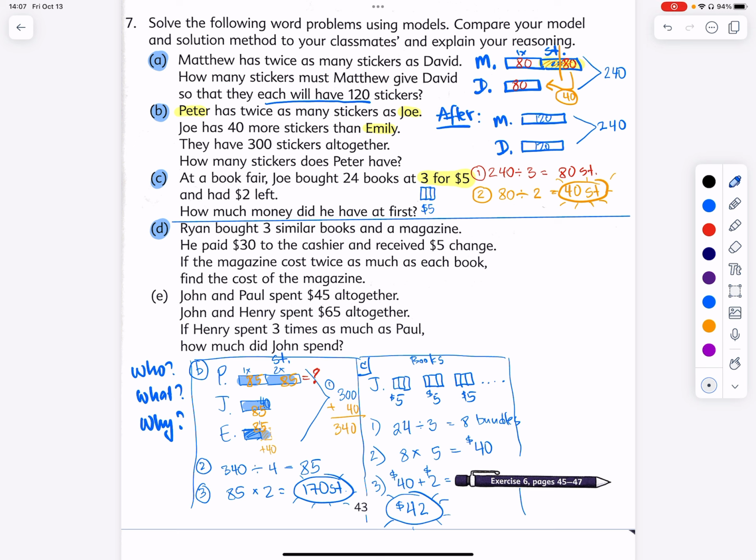Ryan bought 3 similar books and a magazine. He paid $30 to the cashier and received $5 in change. If the magazine cost twice as much as each book, find the cost of the magazine.